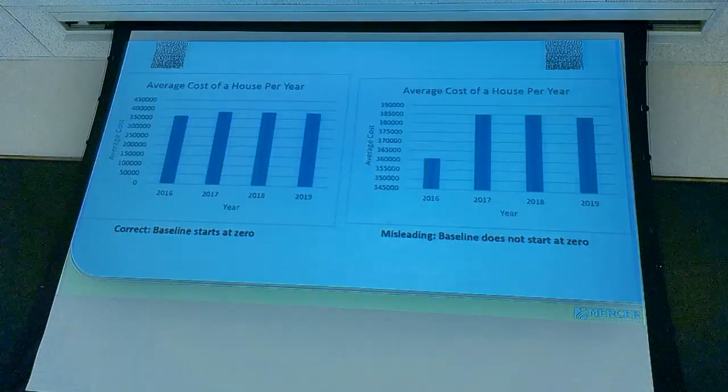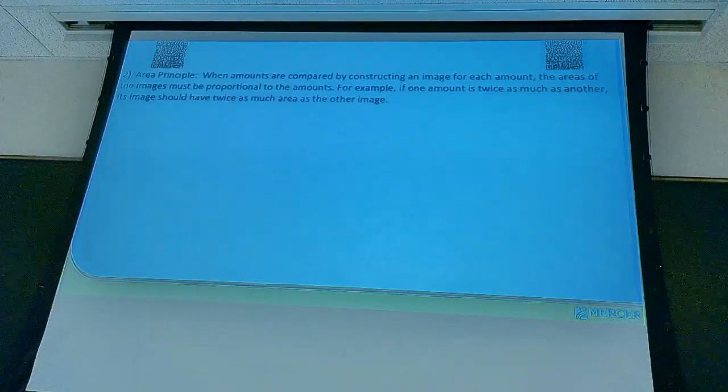Second is with the sizes. So there's what's known as an area principle. If you're using images to construct a graphic, the areas of the images should be proportional to the amounts. Example, if one amount is twice as much as another, the image should have twice as much area.